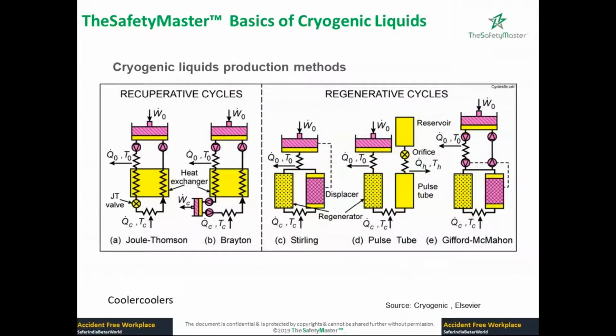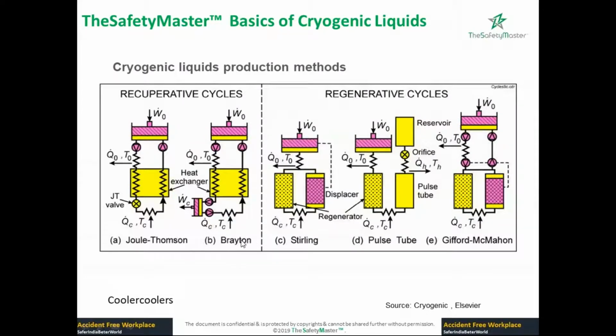And then you have other methods of producing. One is called the recuperative cycle, and another is called the regenerative cycle. I'm just giving you some ideas. Okay, Joule-Thomson is one method of producing. It's all liquefiers. Okay, and I've already given you an introduction to Joule-Thomson.